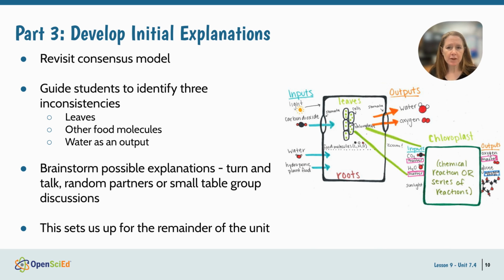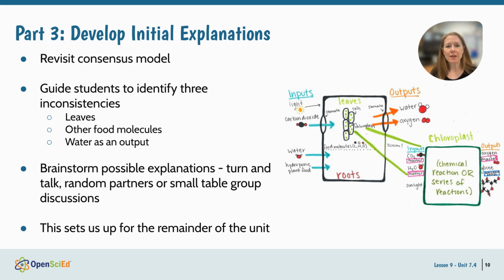Another key moment is part 3, where the students revisit our consensus model. The first year I taught this, I actually skipped Lesson 9 to save time, but I've come to realize this is really important to help motivate the second half of the unit. So time well spent here. In this part, we'll talk through again what our model currently explains, but the goal here is to have the students notice 3 main inconsistencies with our model based on what we know about maple trees.